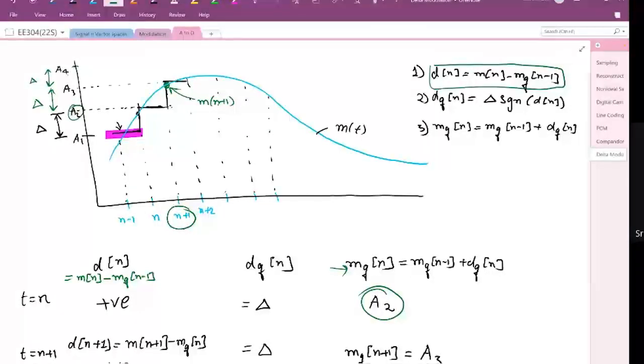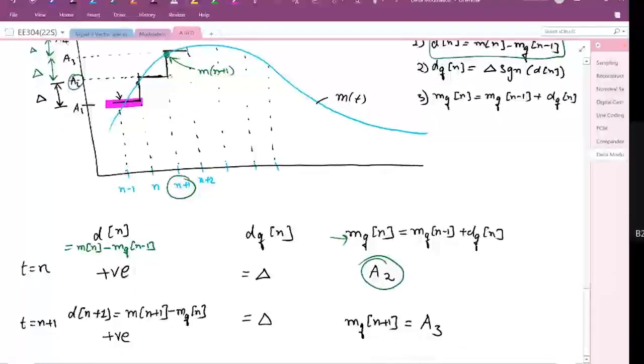Sir, in this case, the positive and the negative thing is specific to this mt, right? If I have an mt which is sinusoidal, and I am trying to do something with the negative portion of that, then in that case dn plus 1 will be negative, right? We are going to come on to that. We will continue this thing to larger values, and then we see what happens.